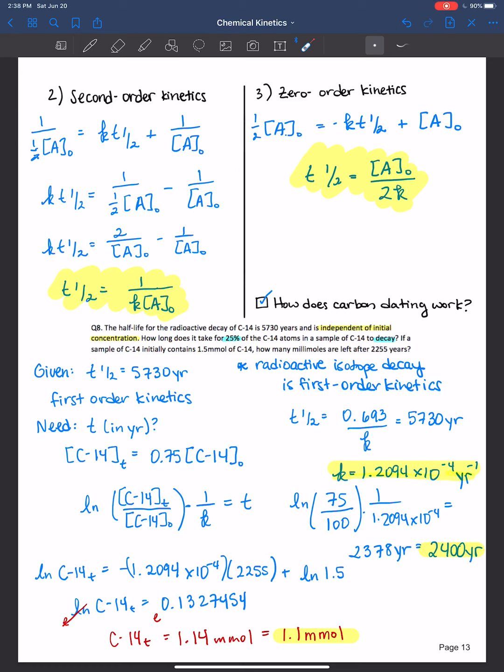Then we looked at a different scenario, and we knew how much we had initially. We wanted to figure out how much was left over after 2,255 years. Once again, when you're looking at concentration or amount as a function of time, pull out your integrated rate law for first order kinetics in this case. And then I plugged everything in that I knew, and I wanted to isolate how much of that sample is left over after 2,255 years. And we figured out 1.1 millimoles is still left over from the initial 1.5 millimoles.